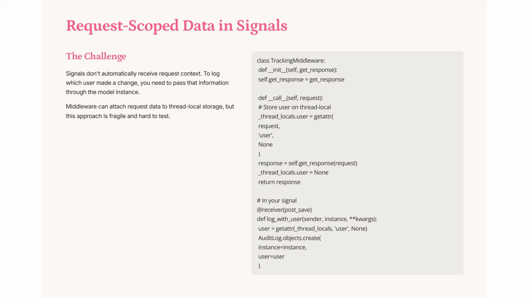Signals lack inherent request context, complicating user change logging. Middleware can attach request data to thread local storage, but this is fragile and difficult to test. Implementing tracking middleware allows storing the user in thread local storage, enabling user-specific audit logging in signals, though it requires careful handling to ensure reliability.